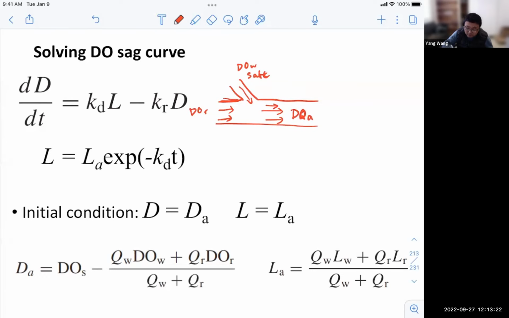in the mixture. So the DO in the mixture is just going to be the flow rate of the wastewater multiplied by the dissolved oxygen in the wastewater, plus QR multiplied by DOR, divided by QW plus QR. Okay, so this is the dissolved oxygen concentration after mixing, and this is at time equals 0.